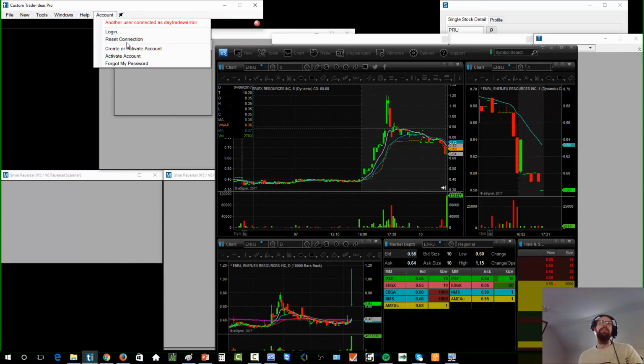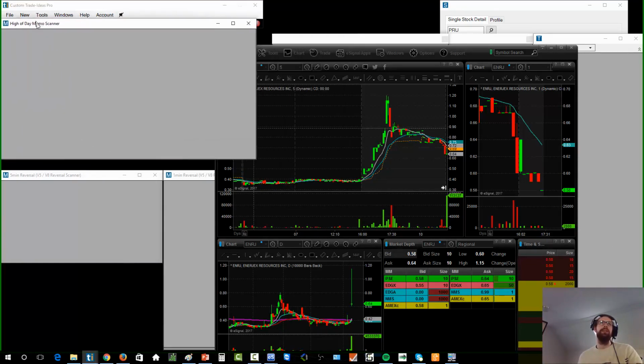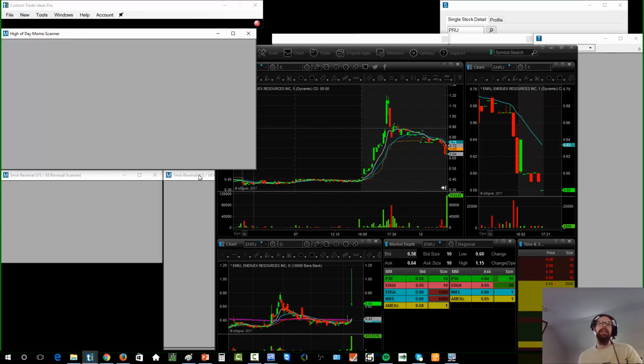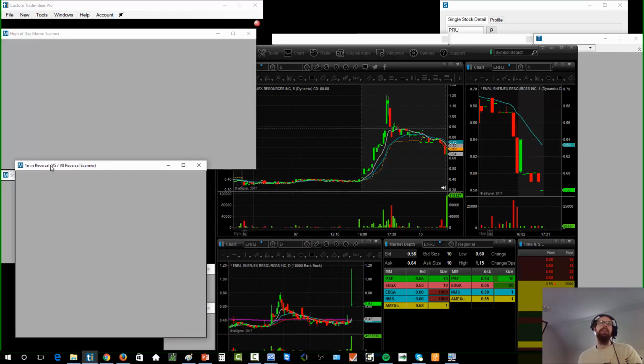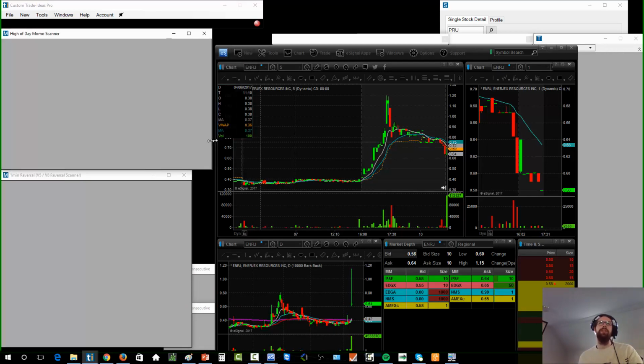In any case, you can sort of see, when I'm traveling, the only scanners I'm using are this one and this one, because I'm on just one monitor or just 2. So I narrow it down to just the scanners that I really like, and then I use that. So let's reconnect, reset connection.